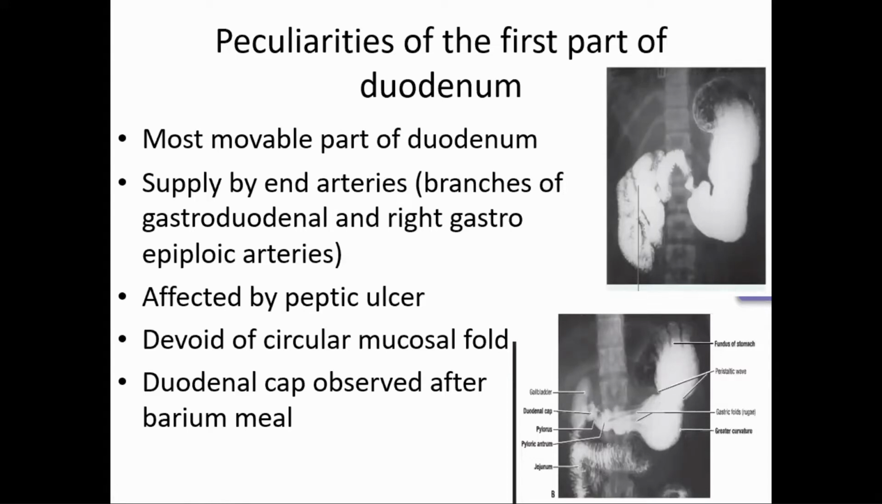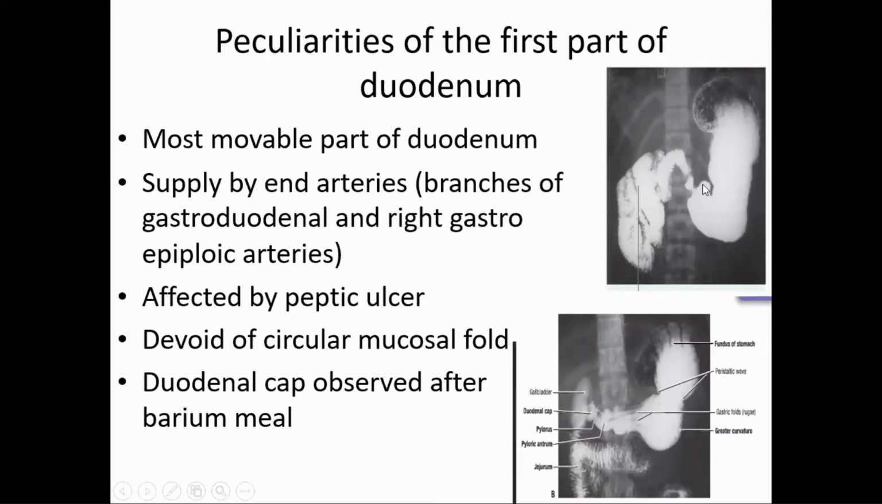What are the two parts of the lesser omentum? Hepatogastric ligament and hepatoduodenal ligament. So on the upper margin, it is connected with the hepatoduodenal ligament. And the lower margin of the first part of the duodenum is related with the greater omentum.